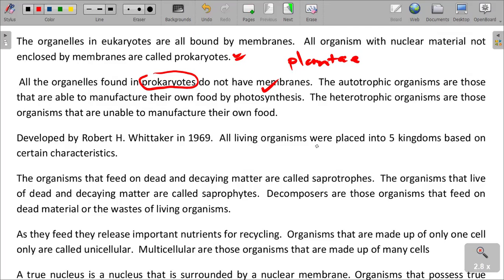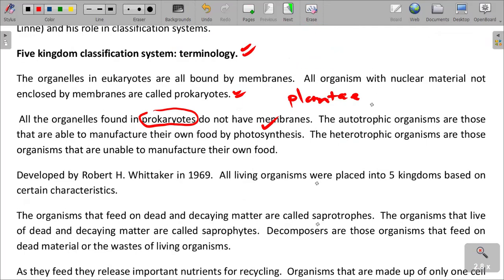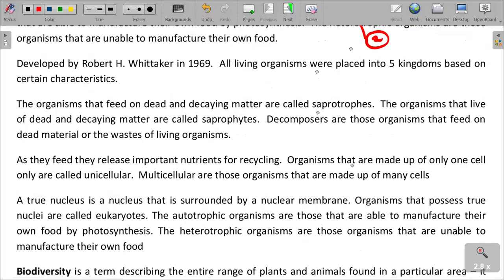We are still talking about classification, autotrophic and heterotrophic, based on how they are able to make their own food and others not being able. The organisms that feed on dead and decaying matter are called saprophytes. Saprophytes feed on dead, decaying matter.